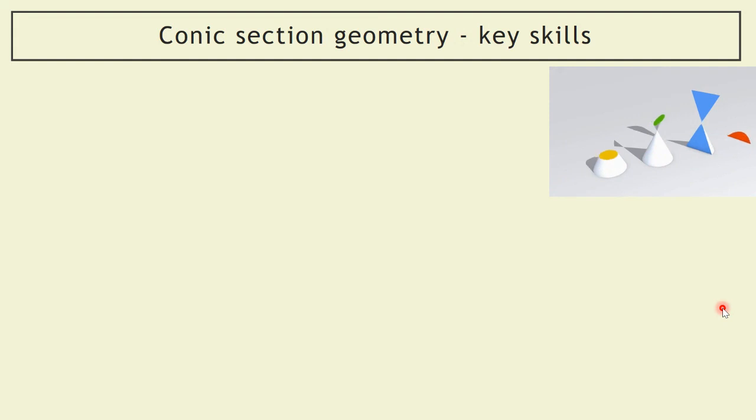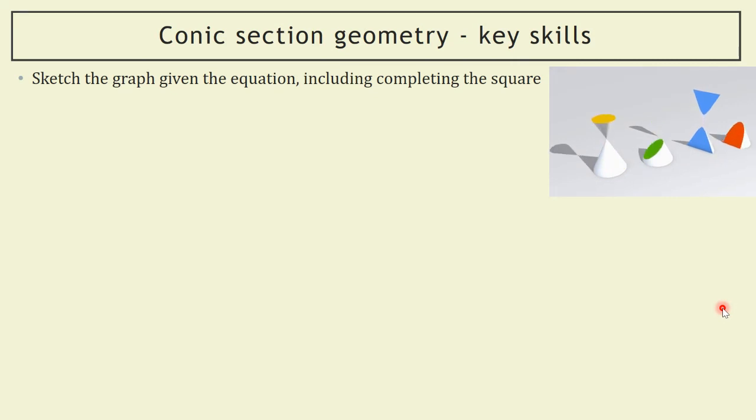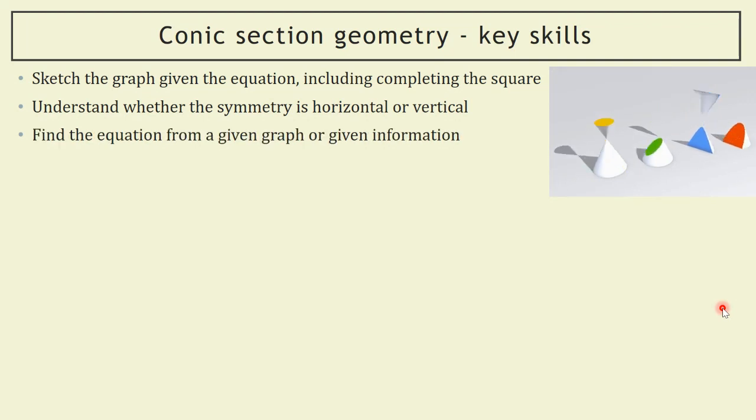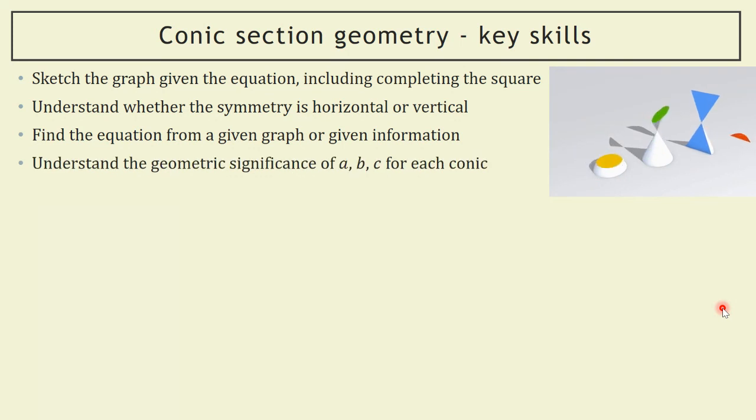So what are the key things we need to be able to do, really, within this section of the topic? Well, we need to be able to get the graph if we've got the equation, and sometimes we know that means we've got to be able to complete the square if it's not given in the standard form. We've got to understand whether the symmetry of the conic we're looking at is going to be horizontal or vertical. We've got to be able to get the equation if we're given the graph or given some information, so it could be a point on the curve, that kind of thing. And that's a particularly important one, understanding what to do if you're given a point on the curve rather than just some of the more typical information you might have.